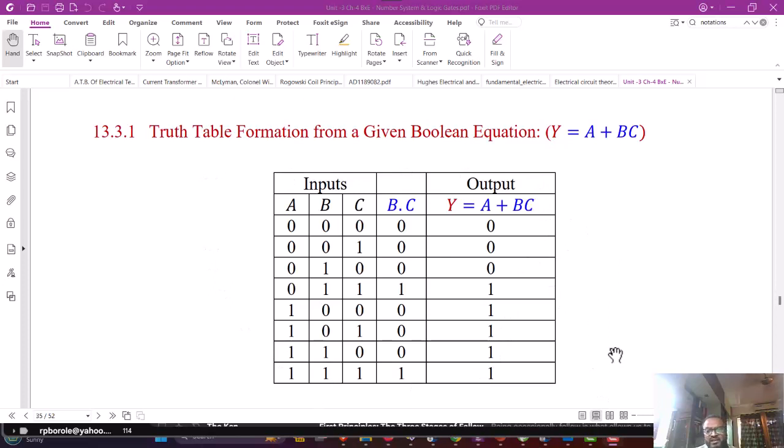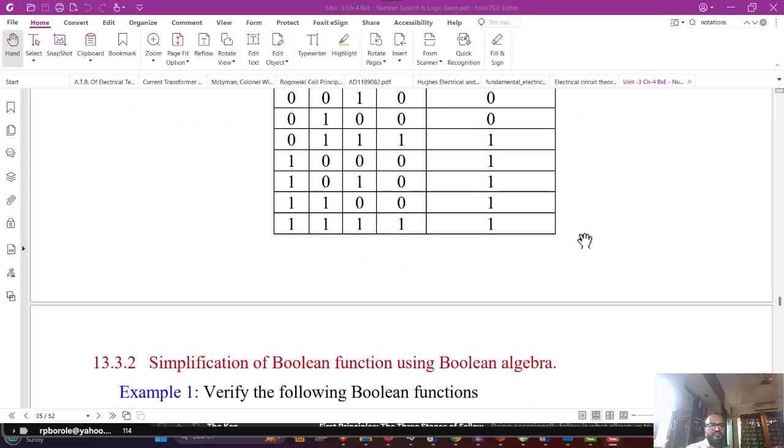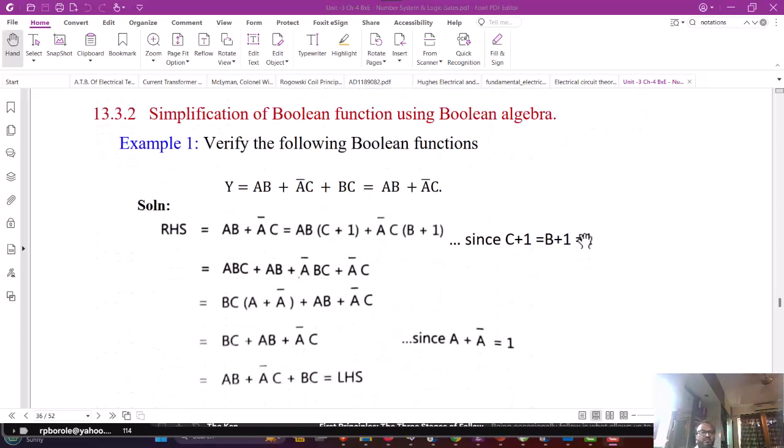So you can make the truth table for any expression by entering all the input combinations. Then if required, generate the sub combinations given in the expression and then the final output. That is how the truth table will be made.